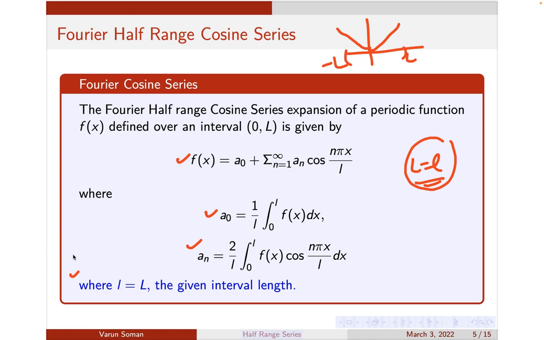Using the same concept, you can also extend this function as an odd function. In that case, what will happen is that your a naught will become 0, your a n will become 0, and you will only contain b n. It will be called the Fourier sine series.